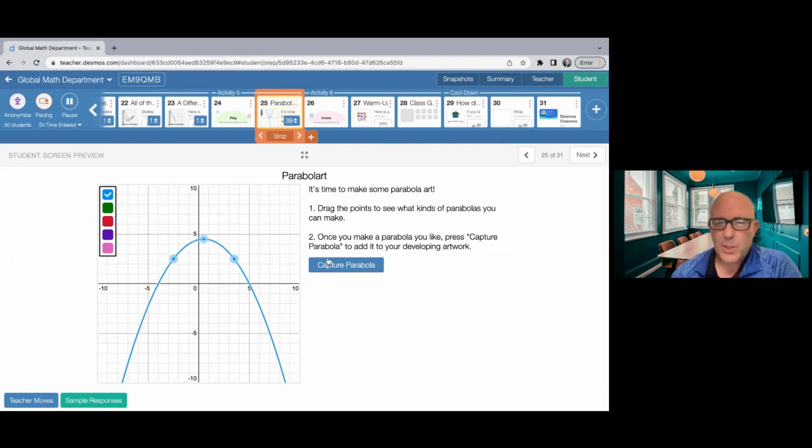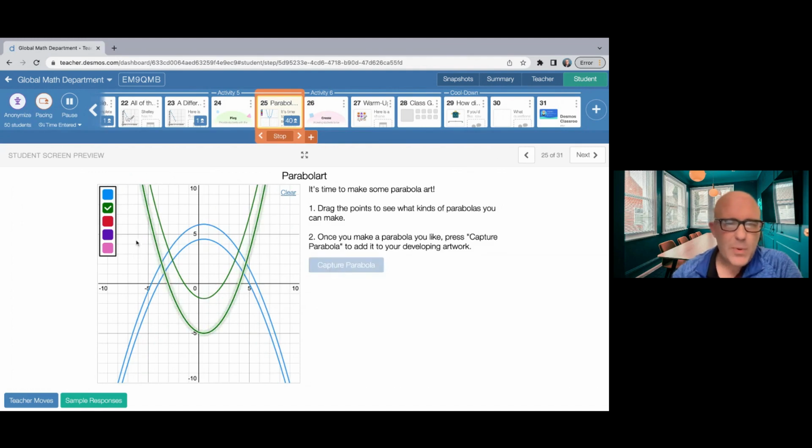And then, of course, you move it, you capture it, you move it again and capture it. Maybe you want to change some colors. Maybe you want to make it concave up instead of concave down. Kind of play with it here. But I love just understanding how a quadratic works through play. I think it's such a brilliant way, and it's fun. Making parabola art is fun.